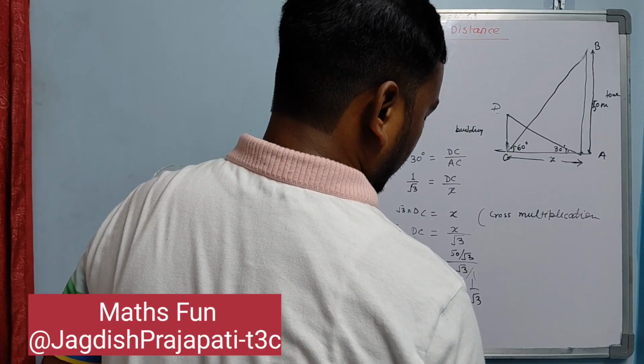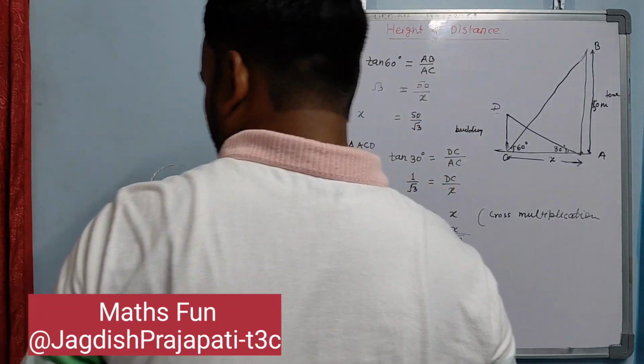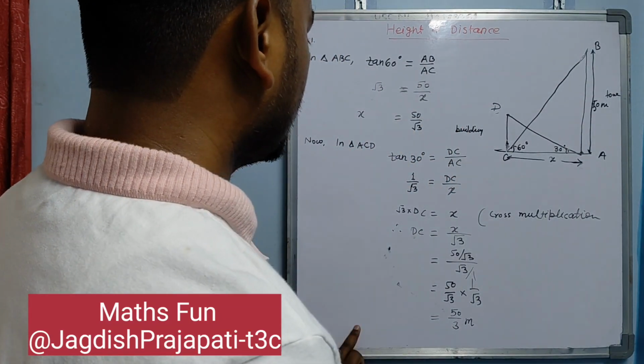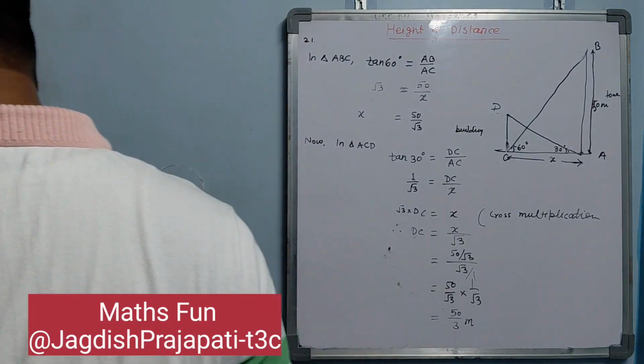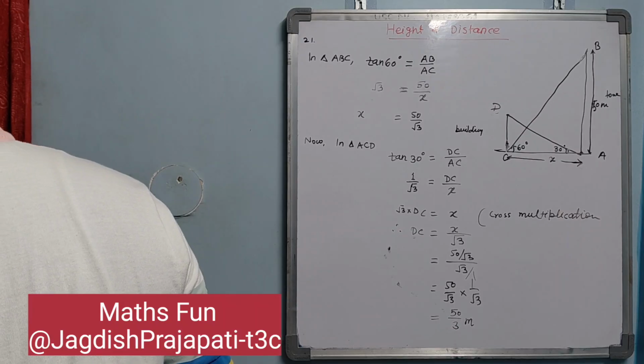Okay, so this is the answer. Therefore you can write one line at the last: therefore the height of the building is 50 by 3 meter.